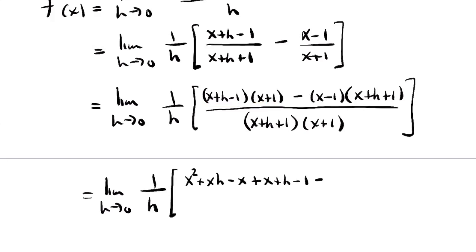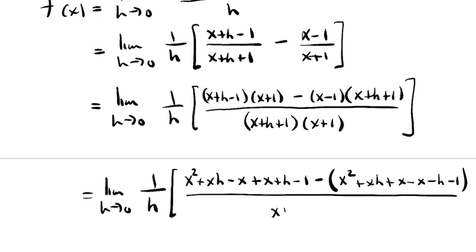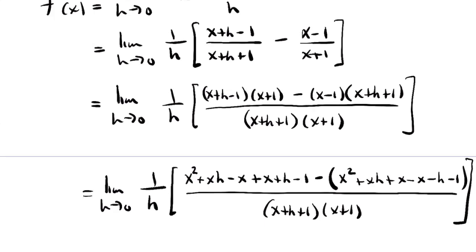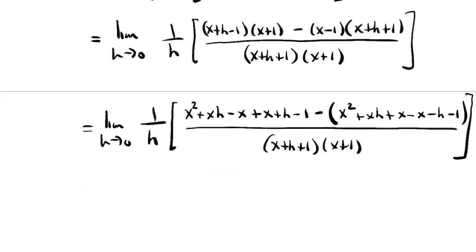Over here, I want to be careful. It's a minus sign, so I'm going to put a parenthesis there and do the same thing. x squared plus xh plus x minus h minus 1. Can you still see all that? That's all over x plus h plus 1 times x plus 1. Getting a pretty good hand cramp going here, but hopefully you can still see what I'm writing.